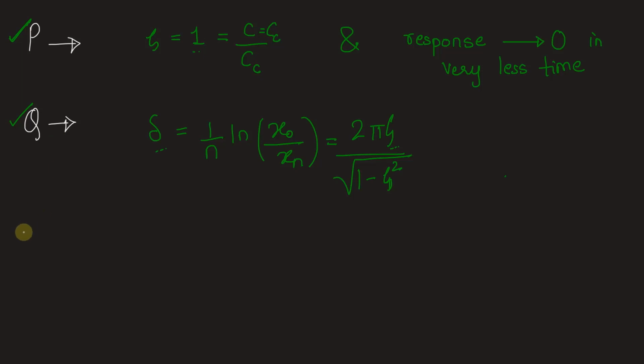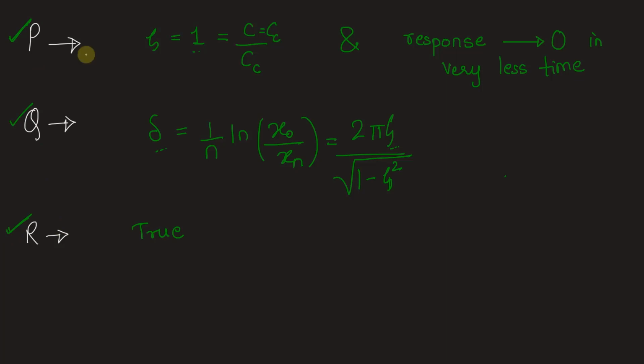If we go to statement R, this says that in case of dry friction damping, the damping force is a constant force. The damping force is having a constant magnitude and which acts between the surfaces that are in relative motion. This is also true. The damping force will be a constant force in case of dry friction.